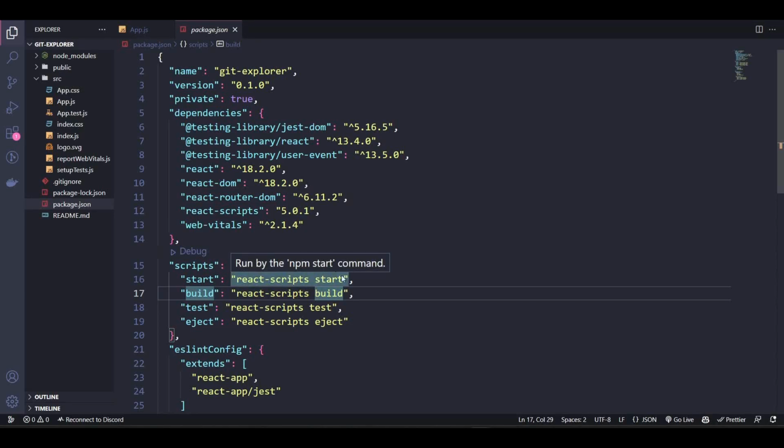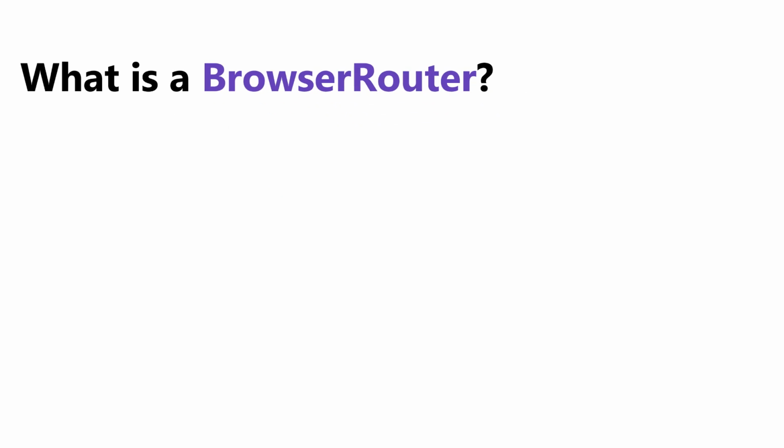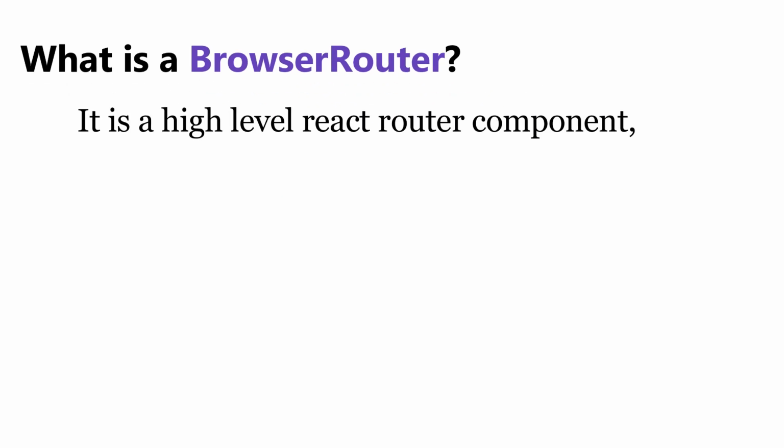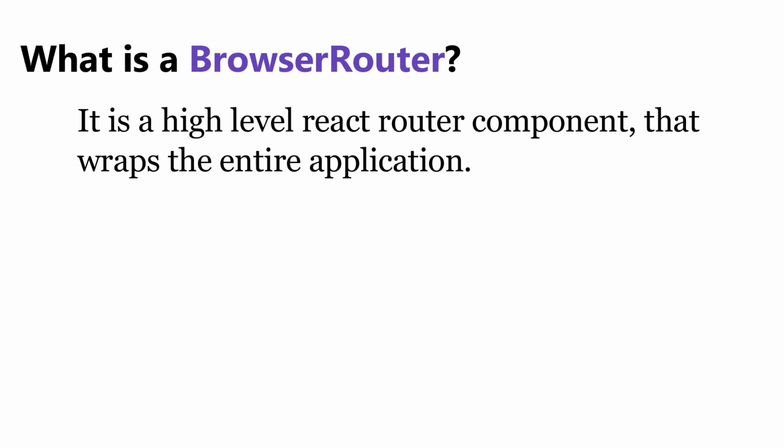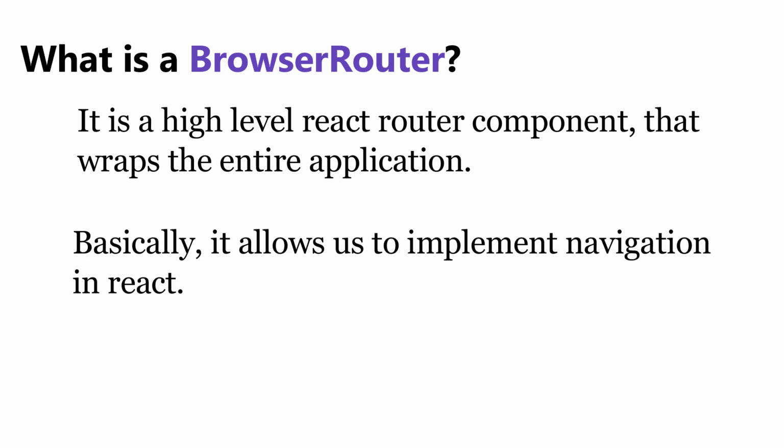To do so, we simply need to wrap our entire application inside of a React Router component called the BrowserRouter. What is a BrowserRouter? The BrowserRouter component is a high-level component that wraps our entire application. It utilizes HTML5 history API to keep your UI in sync with the URL. It provides the routing functionality for your application by listening to changes in the URL and rendering the appropriate components based on the defined routes. So at the base of our routing functionality is the BrowserRouter component.